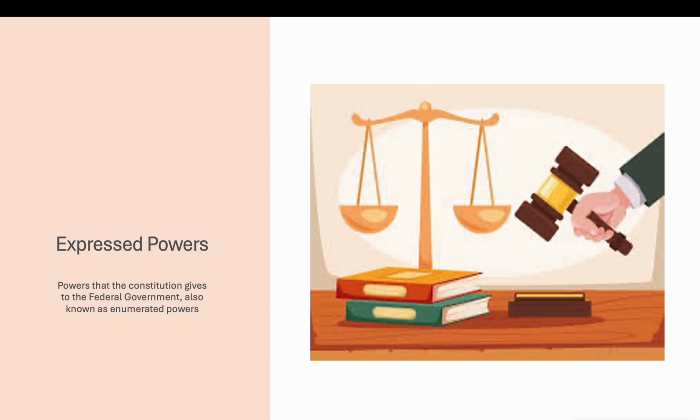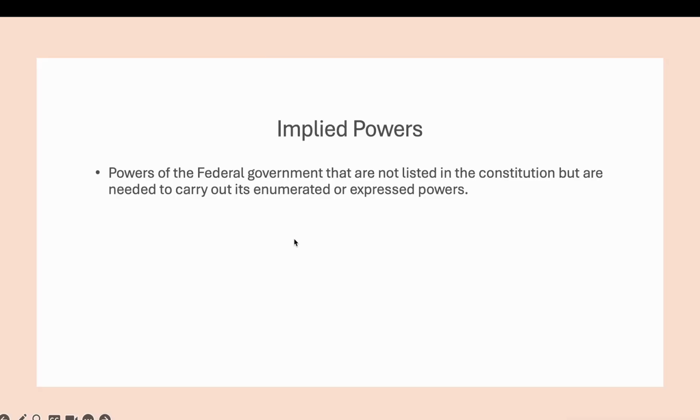Express powers show exactly what Congress and the federal government can do. There's no guessing or stretching of interpretation really needed. Implied powers. Powers of the federal government that are not listed in the Constitution but are needed to carry out its enumerated or expressed powers. So basically, implied powers help the government stay flexible.